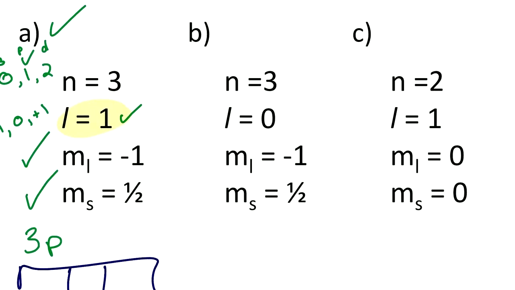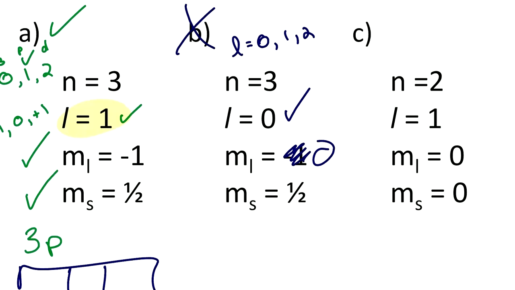So the next one, n equals 3. So same idea. The possible L's we can have for an n equals 3 electron are 0, 1, and 2. So is the L value okay? Yes. Is the ML value okay for that L? No. What should it be? It has to be 0. So this one is incorrect. We cannot have an ML of -1 in an s orbital, because that's what this is trying to say. An n of 3 and an L of 0 is describing a 3s orbital, and a 3s orbital only has one type of box with an ML of 0. So we can't have a -1. So B is incorrect.